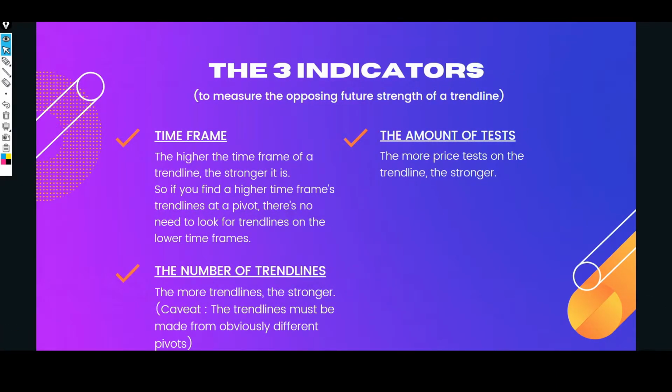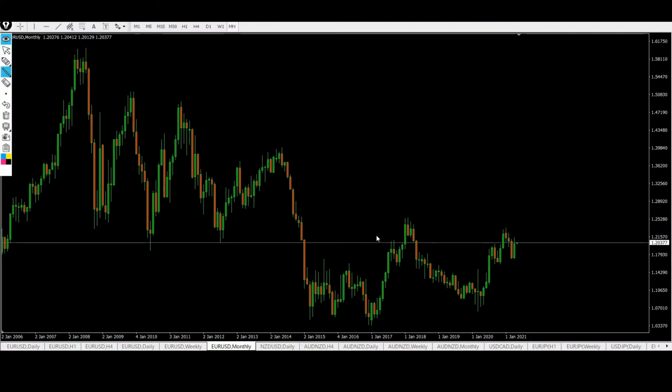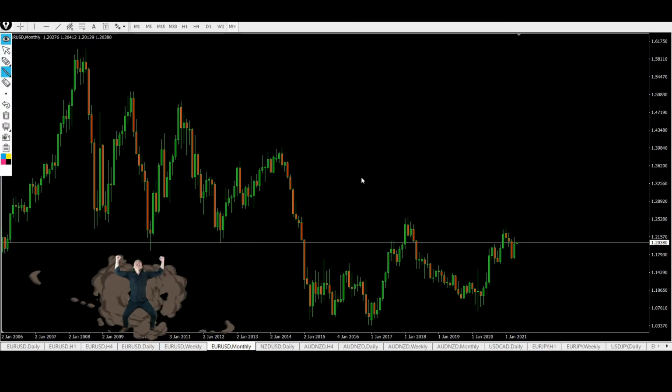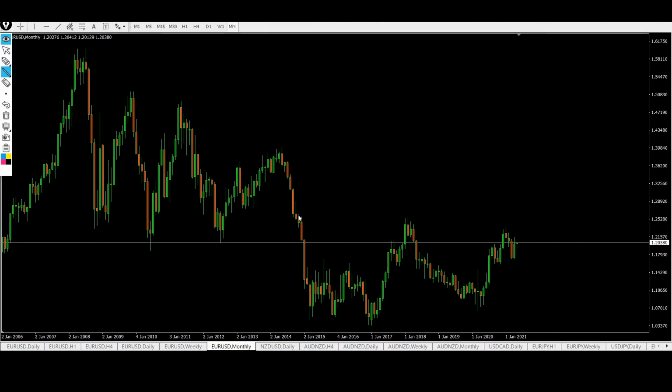Alright, the 3 indicators to measure the opposing future strength of a trend line. Let's go on to number 1, the time frame. So the higher the time frame of a trend line, the stronger it is. For example, let's draw this trend line from this pivot to this pivot right here. 3 touches, it's legitimate. So this monthly trend line, given that all things remain equal, has more future strength down than any of the lower time frames.